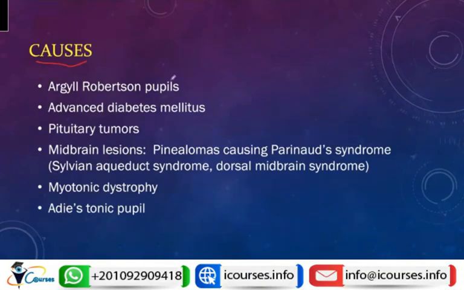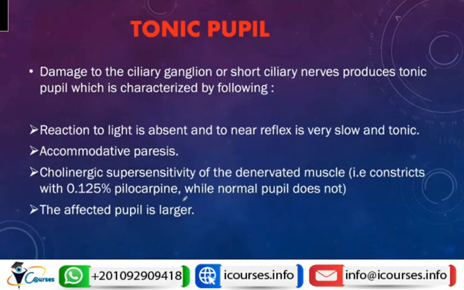There are different reasons for light-near dissociation, like Argyll Robertson pupil, advanced diabetes mellitus, some tumors of the pituitary, Parinaud syndrome or dorsal midbrain syndrome that I told you about, myotonic dystrophy, and Adie's tonic pupil. Let's mention some details and examples of light-near dissociation, the first of which is the tonic pupil. Tonic pupil means that there is damage to the ciliary ganglion or short ciliary nerves. So this will lead to what's called a tonic pupil.